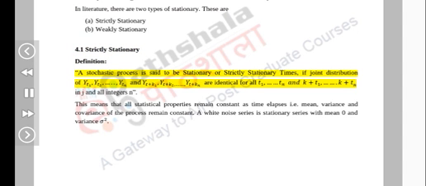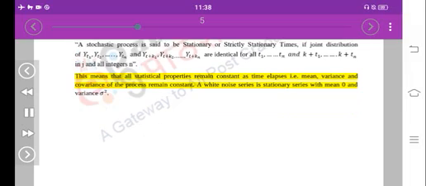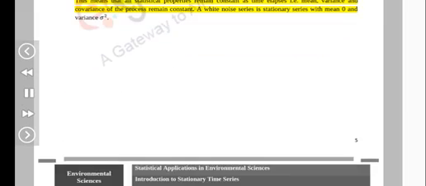4.1 Strictly stationary definition. A stochastic process is said to be stationary or strictly stationary if the joint distribution of Yt1, Yt2, ..., Ytn and Yt1+k, Yt2+k, ..., Ytn+k are identical for all t1, ..., tn and k, and all integers n. This means that all statistical properties remain constant as time elapses, i.e. mean, variance and covariance of the process remain constant. A white noise series is a stationary series with mean 0 and variance sigma squared.